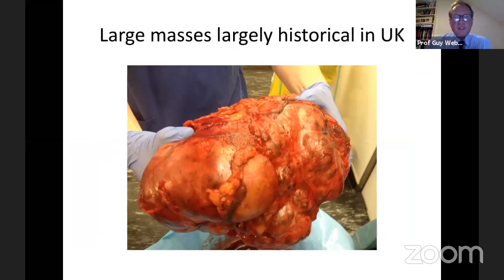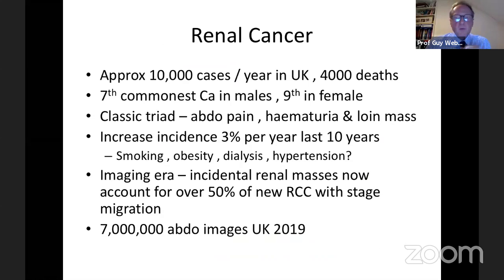Once they're referred in, we see them. Now, we're going to talk about small renal masses. This is a very large specimen, a radical nephrectomy. I did as an open specimen previously, just to say we do still see these, but in the UK, they're mainly historical, interestingly. We don't see much of this now, and I can explain why.